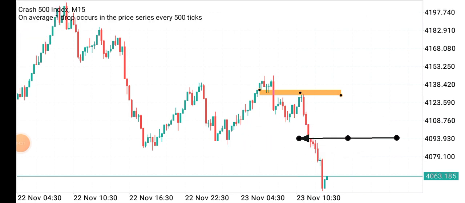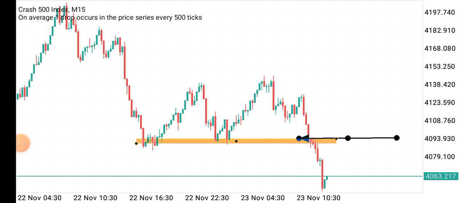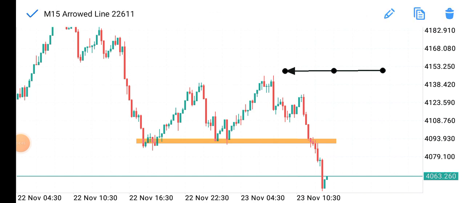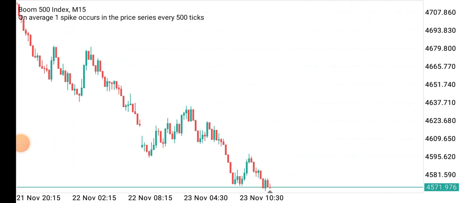Market will always try to sell according to how long it has bought previously. The same thing is applicable to boom pairs. This is just boom 500, crash 500, guys. So let's check boom, maybe boom 500, and see what happens there.